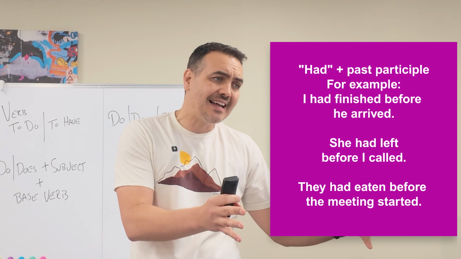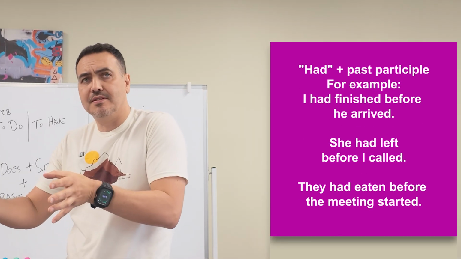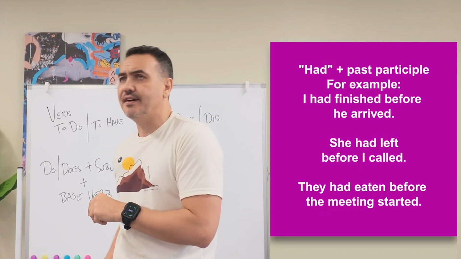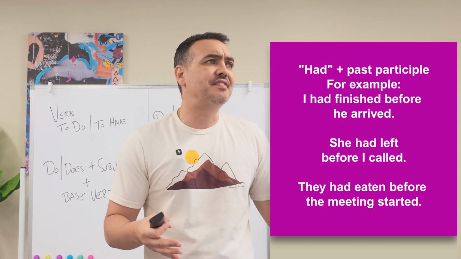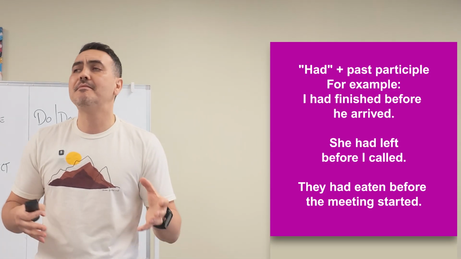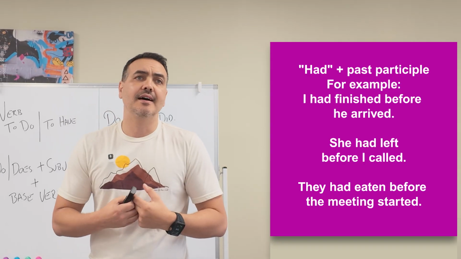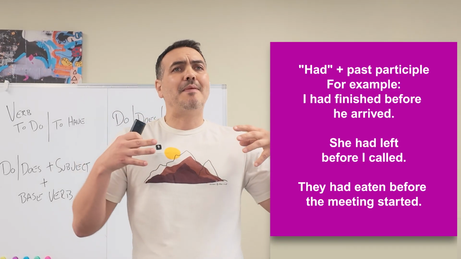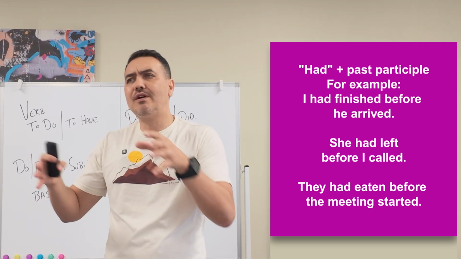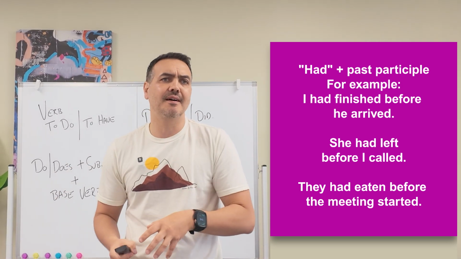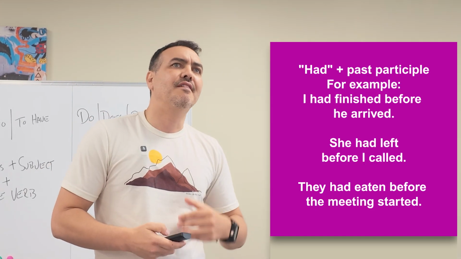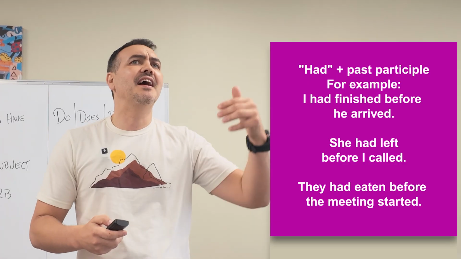Now we can look at the past perfect, okay? And that's just had plus the past participle, okay? So I had finished before he arrived. She had left before I called. They had eaten before the meeting started. In this way, the past perfect shows that one past action happened before another past action. She had left before I called. First she left, then I called, okay?